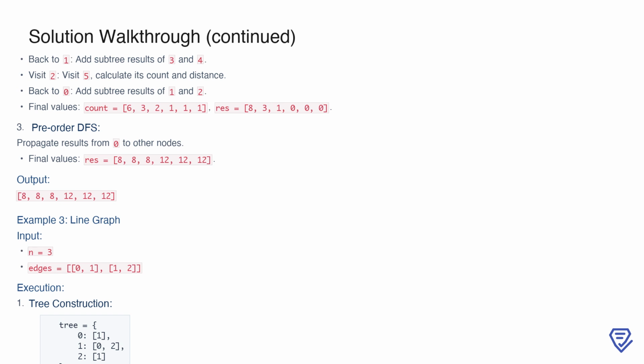With the post-order results computed, we proceed to the pre-order DFS to update the distance sums for all nodes. Starting at node 0, we propagate the results to its children and further down the tree. The final distance sums for all nodes are 8, 8, 8, 12, 12, 12, indicating the total distances from each node to all others in the tree.